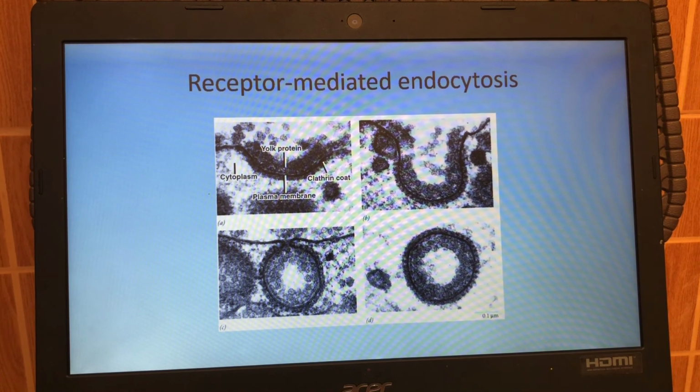In B, the coated pit has sunk inward to form a coated bud, as you can see in the picture. In C, the plasma membrane is about to pinch off as a vesicle containing the yolk protein on its luminal, previously extracellular, surface and clathrin on its cytosolic surface. In picture D, there is a coated vesicle that is no longer attached to the plasma membrane. The next step in the process is the release of the clathrin coat.